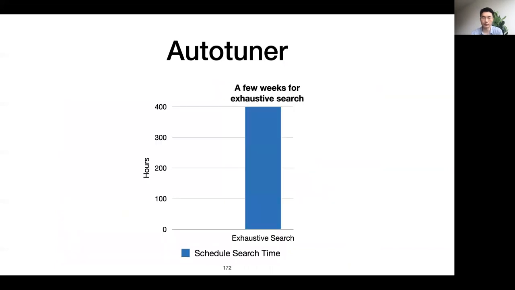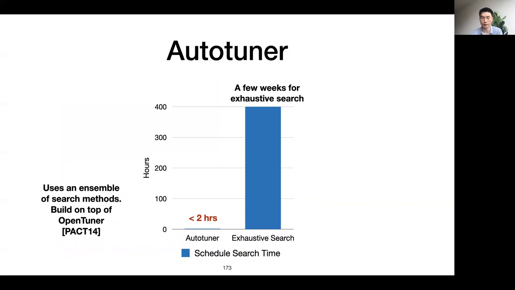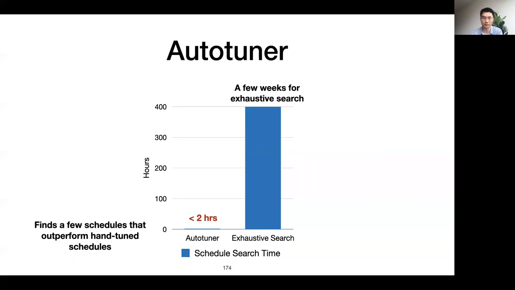And exhaustive search would take a few weeks through all of the possible combinations of optimization strategies. So we rely on OpenTuner, which uses an ensemble of methods to basically narrow down the search space so that we can efficiently find a pretty good schedule within 2 hours for even the largest graph. Right, and we were even able to find a few schedules that can outperform hand-tuned ones.